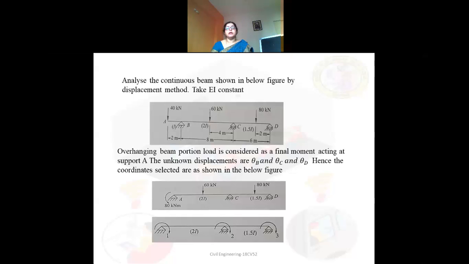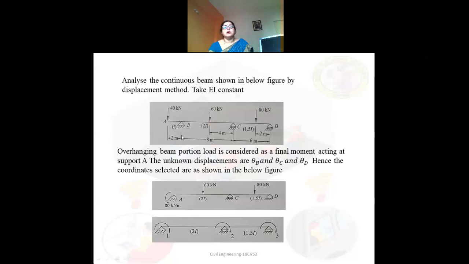That will be the final moment, in the anti-clockwise direction. How much is it? 80 kilonewton meter, since you can see here 40 into 2. So it will act as a moment of 80 kilonewton meter in the anti-clockwise direction. The overhanging beam portion load is considered as a final moment acting at support A, in the anti-clockwise direction, 80 kilonewton meter.